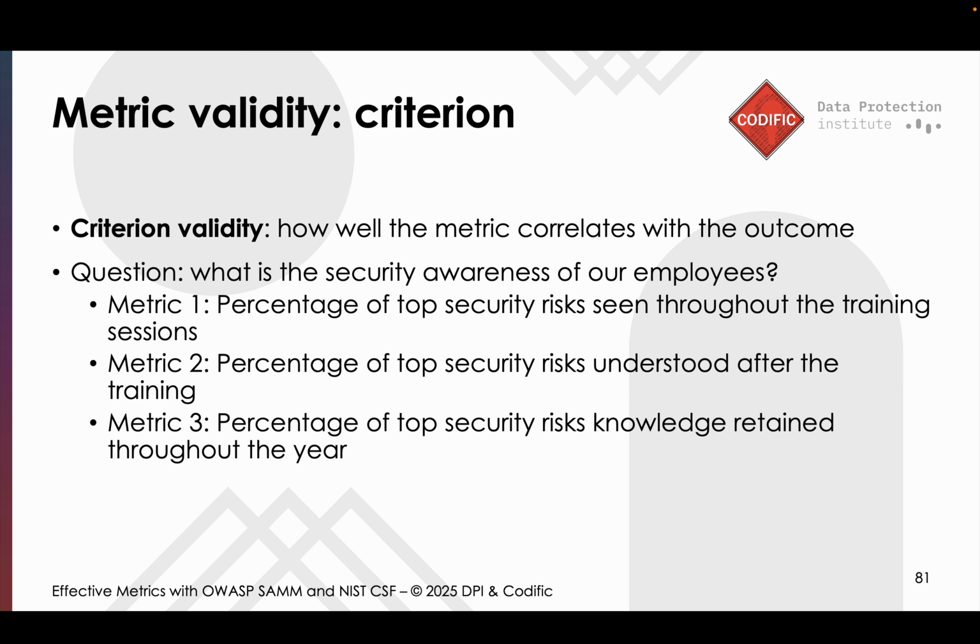To improve the correlation with the outcome, metric 2 is doing a better job as it measures the percentage of top security risks understood after the training. For instance, by using a quiz, you could check that. Metric 3 is even better as it makes sure that the knowledge is retained. So metric 3 checks the percentage of top security risks knowledge retained throughout the year.